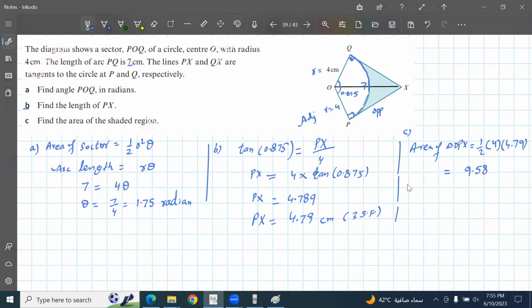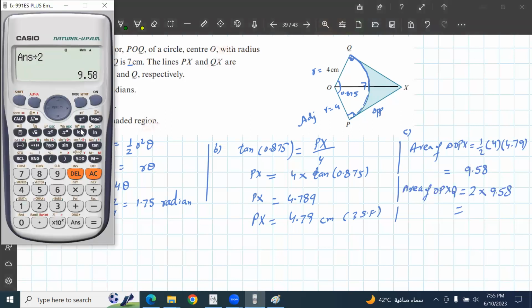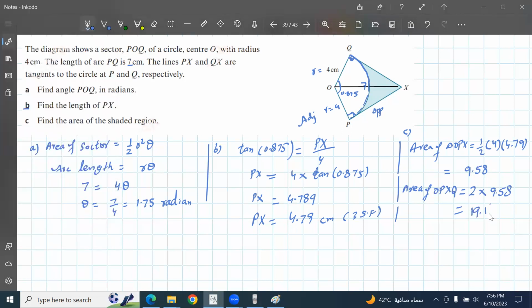9.58. But the area of the whole shape, OPXQ, means the full quadrilateral. That means it includes the two triangles. So multiply 2 with that answer. Okay, 9.58. So here we can multiply 9.58 by 2, that gives me 19.16. 19.16, it is area, so centimeter squared.